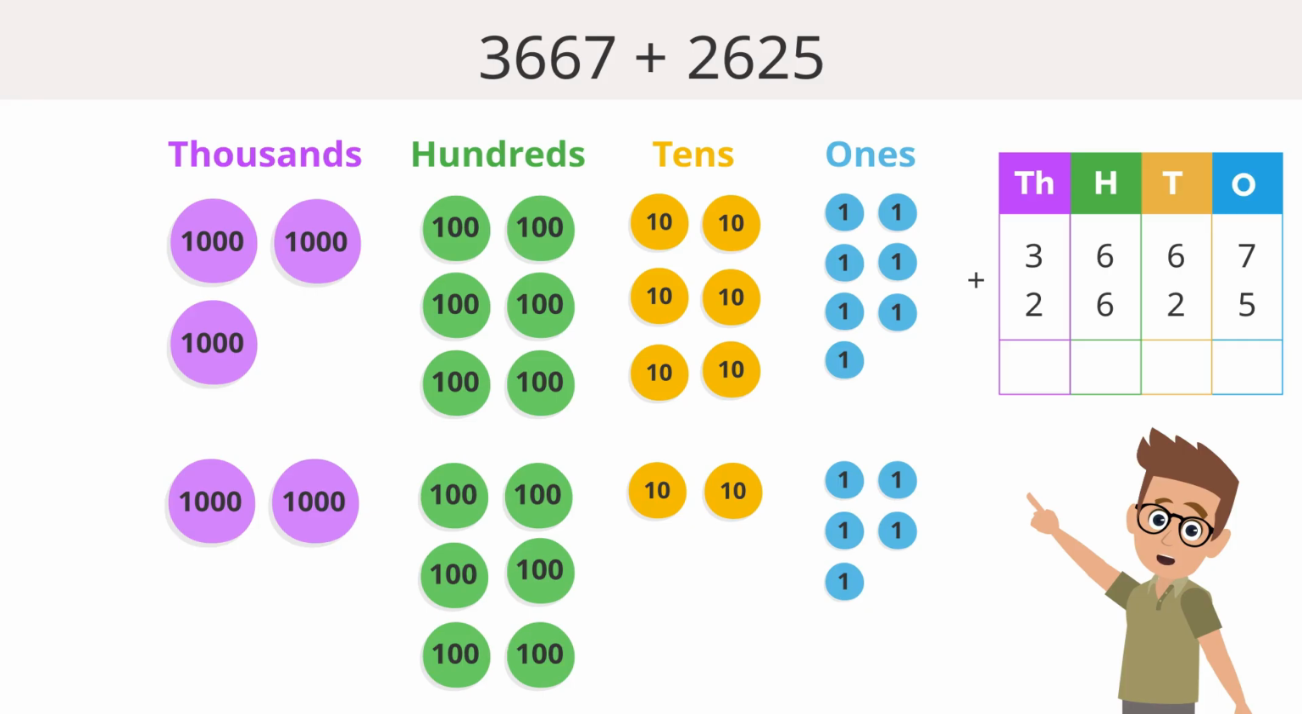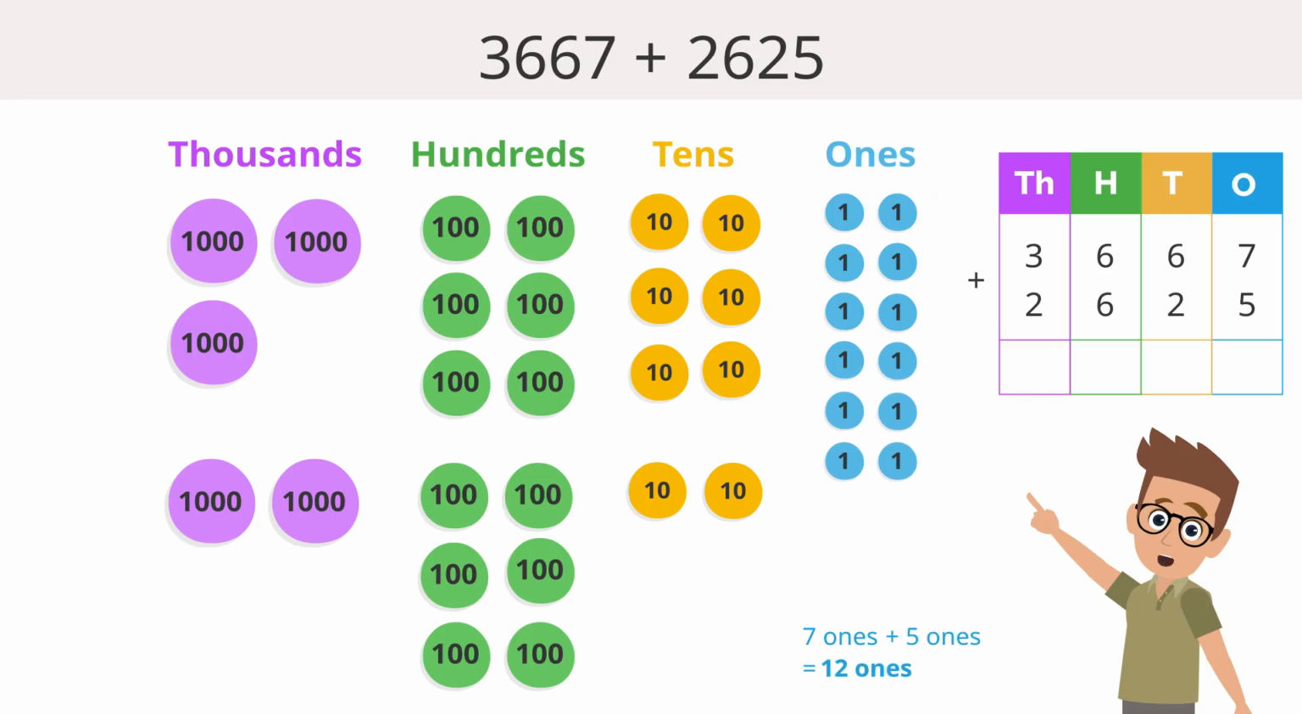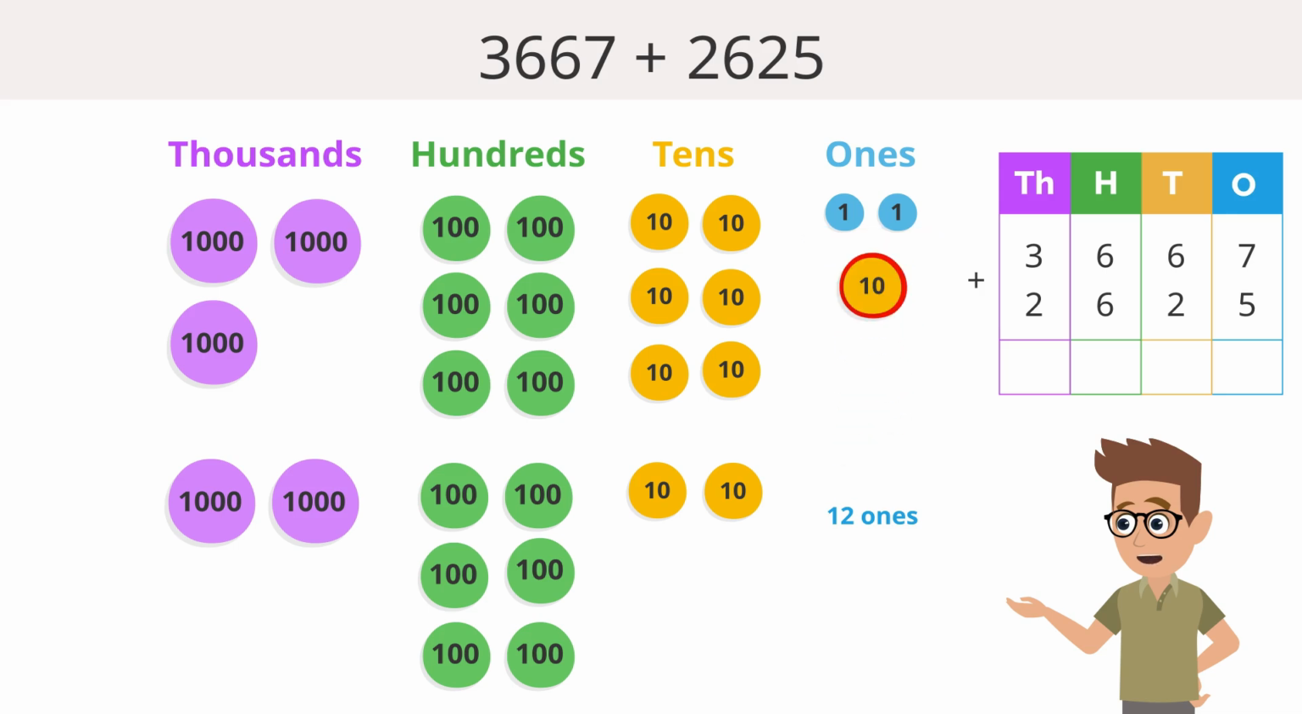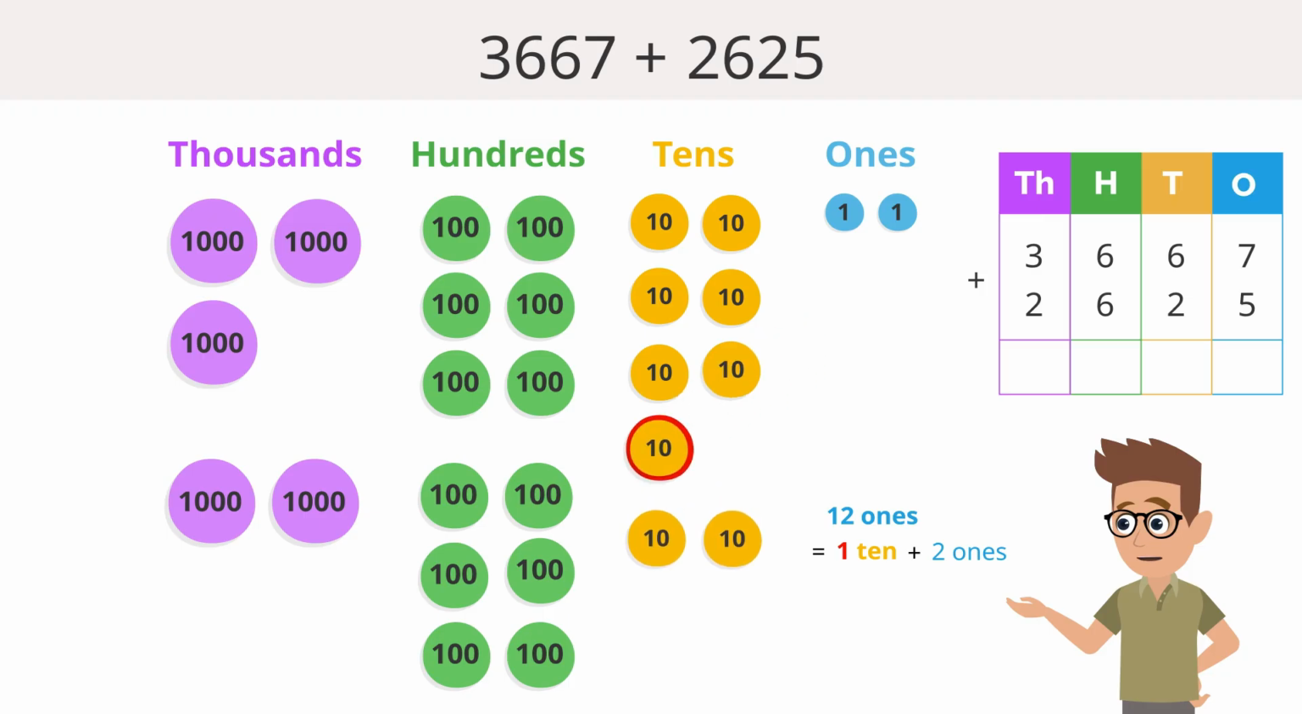We start adding from the smallest place value. So, we add the ones first. 7 ones plus 5 ones equals 12 ones. 12 is greater than 10, so we have to regroup to the next greatest place value, which is the tens. Since 10 ones form 1 ten, we can regroup 12 ones into 1 ten and 2 ones. We move the 10 to the tens place and add 1 to the tens in the place value chart. We are left with 2 ones, so we write 2 in the ones place.